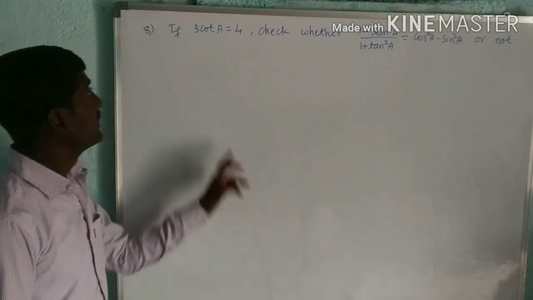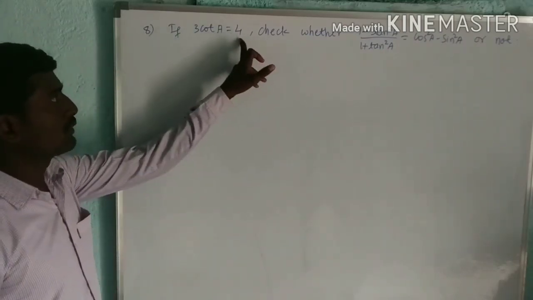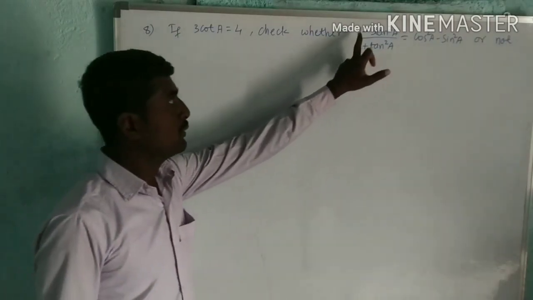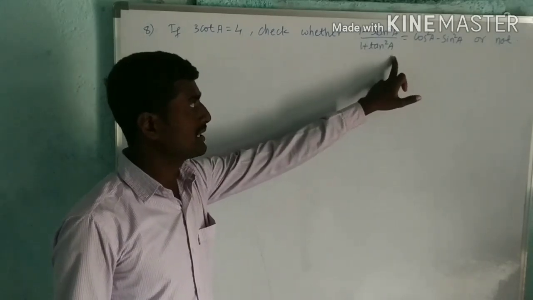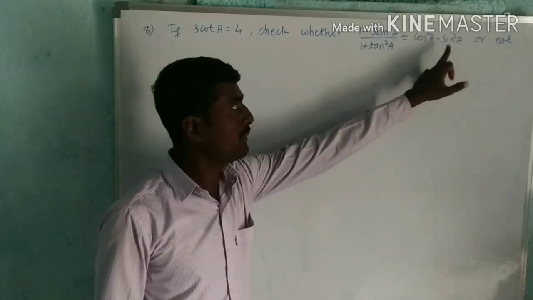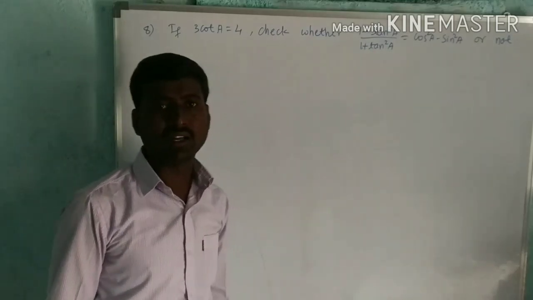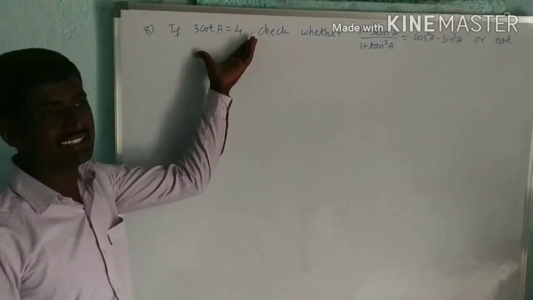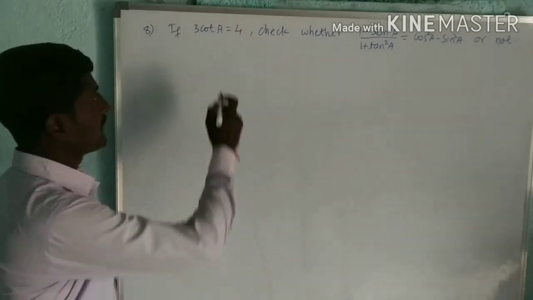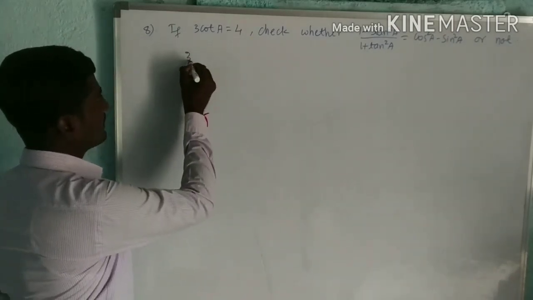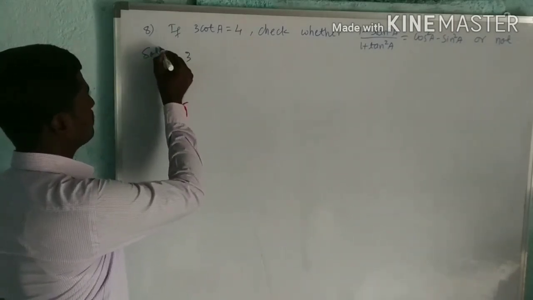Next question, 8th one. If 3 cot A equals 4, check whether (1 minus tan square A) divided by (1 plus tan square A) is equal to cos square A minus sin square A or not. Whether these two are equal or not, you have to check by taking this condition. So let us take the given condition. 3 cot A, this is the solution now.